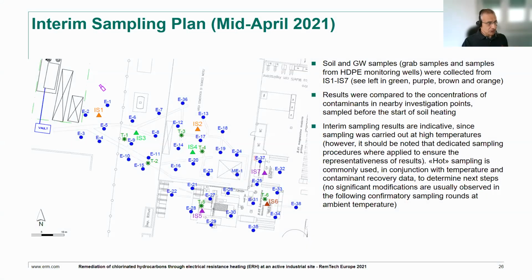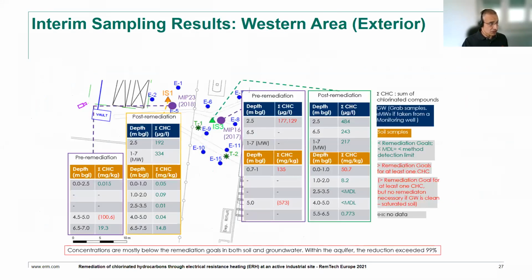After the stop of the system, we made interim sampling to check what the results were. Now at present, the groundwater monitoring is still ongoing. But it's interesting to show the results of this interim sampling, because we can show a very significant decrease at the same location. So here we show the pre-remediation and post-remediation results at different locations.